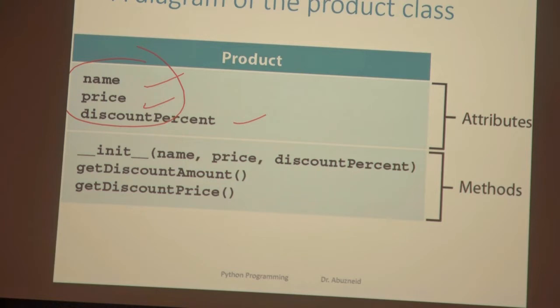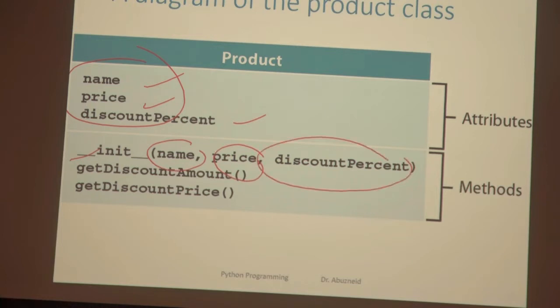The first function starts with underscore init, then underscore. That's how it's written. What is this? This is the constructor. How you build the class. So it's a method, a constructor method. How many parameters are we passing for it? 3. The name, the price, and the discount.